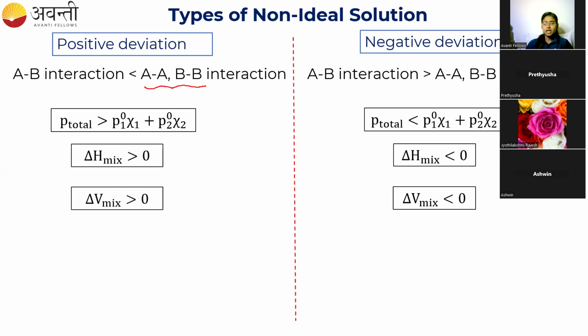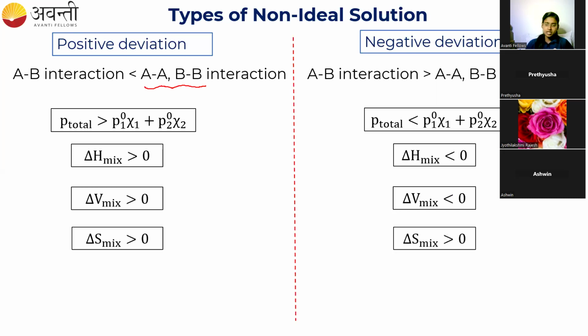Then coming to one more parameter, delta S, which is change in entropy. Here it is greater than 0 in both the cases. What is meant by entropy first of all? Entropy is nothing but randomness.